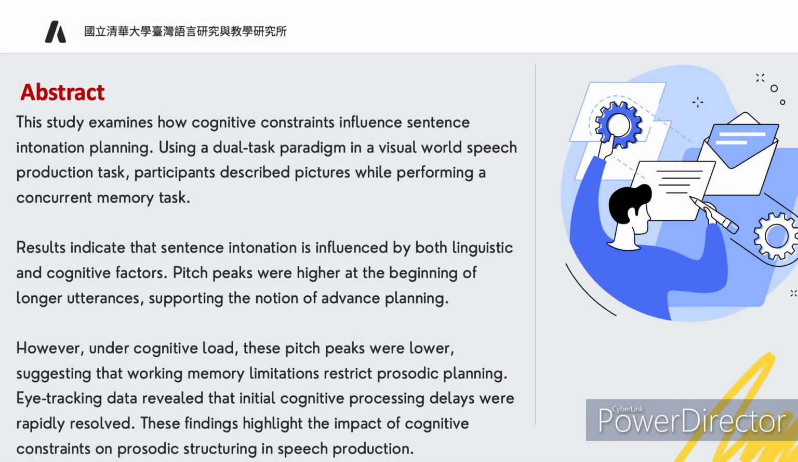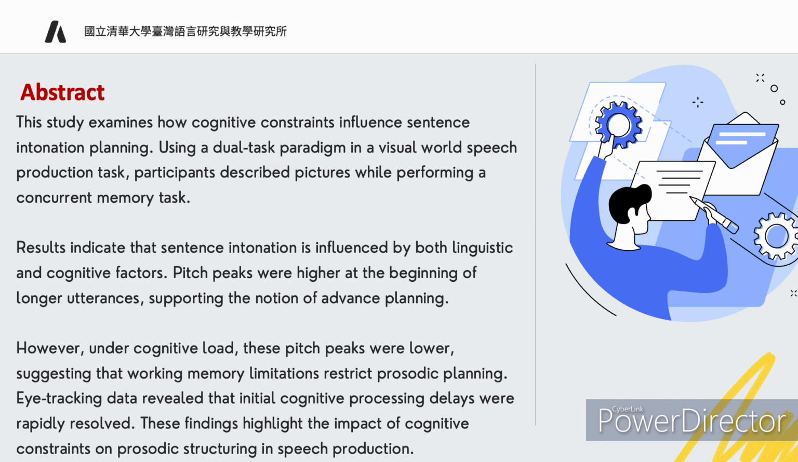Now, let me give you a brief summary of this article first. This study examines how cognitive constraints influence sentence intonation planning. Using a dual task paradigm in a visual world speech production task, participants describe pictures while performing a concurrent memory task. The results indicate that sentence intonation is influenced by both linguistic and cognitive factors.